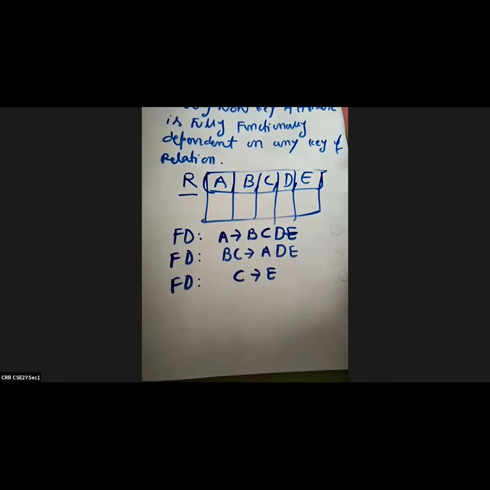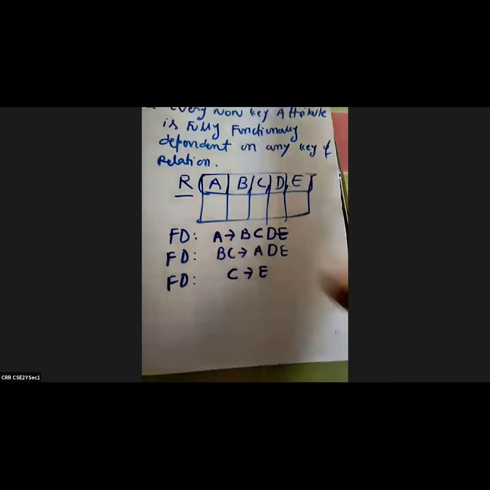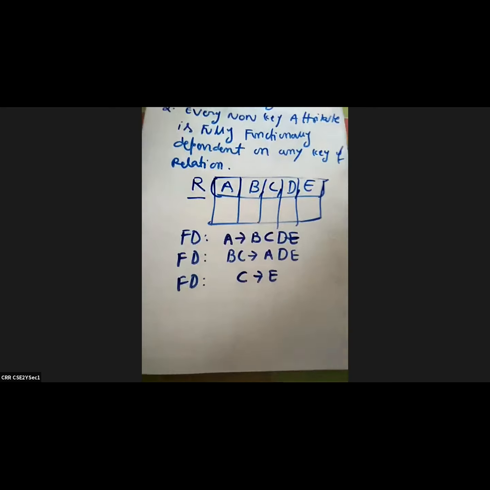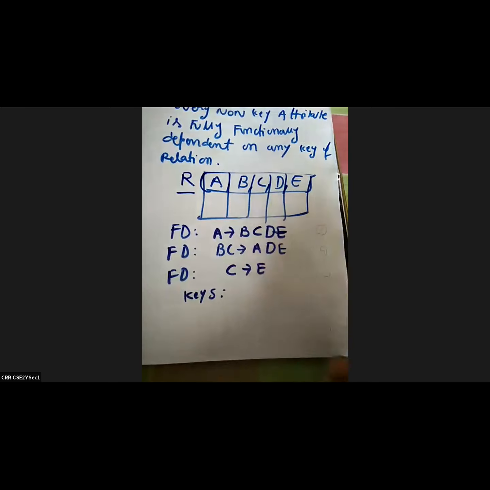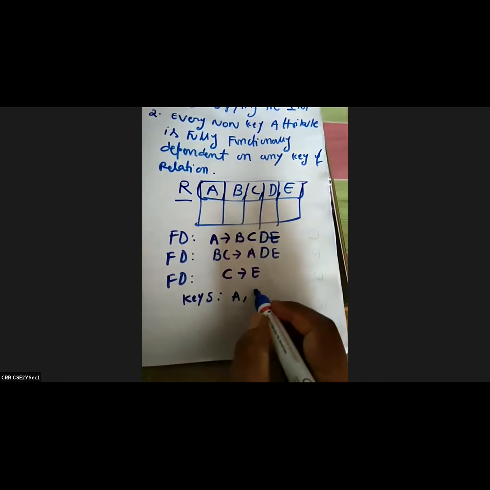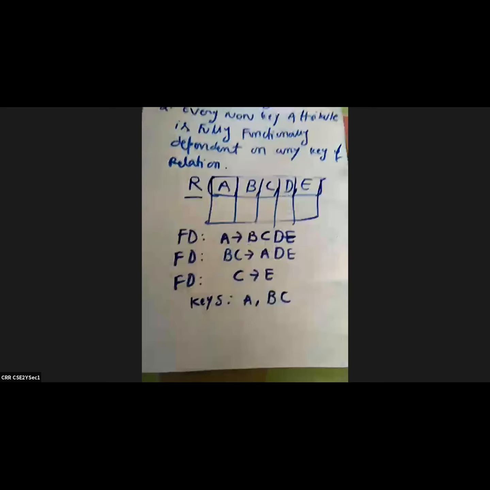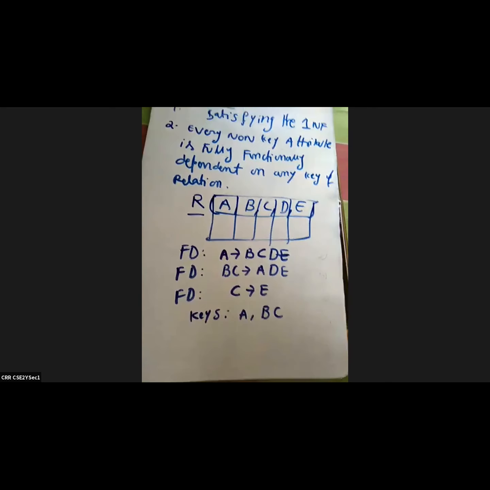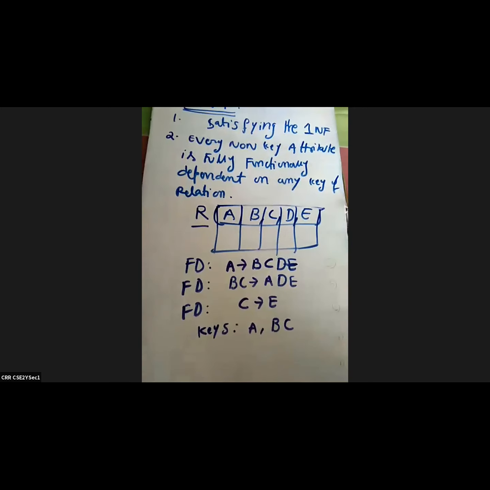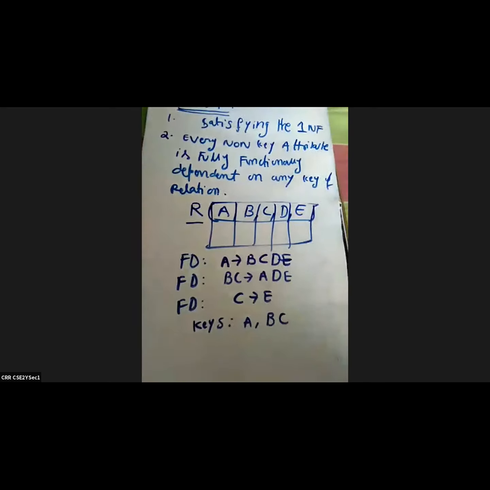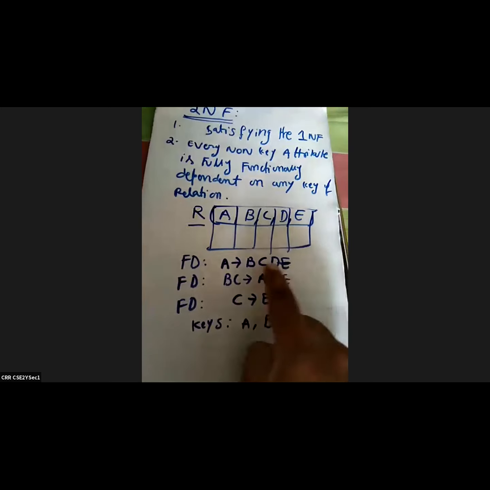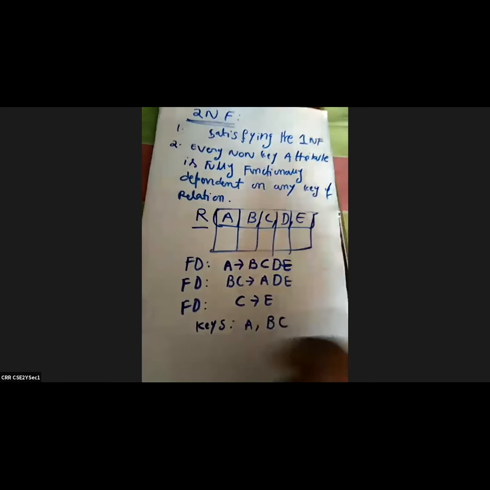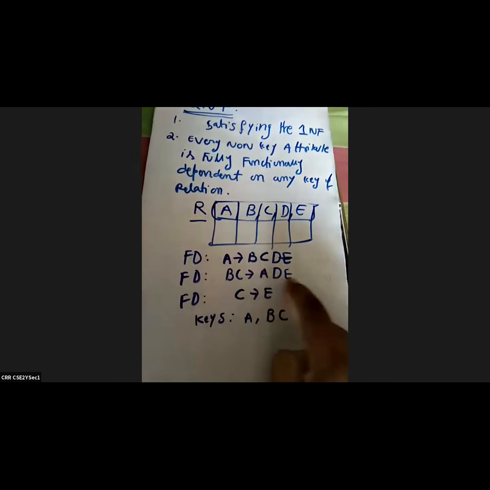From the above dependencies, we can find out what the keys are. What are the keys from the above example? A is one key and BC is another key. How can we say this? By using a key, we can uniquely identify the data. Am I right or not? How many columns are there? 5: A, B, C, D, E. By using A, we can find out the remaining 4 attributes. In the same way, by using BC, we can find out the remaining 3 attributes.